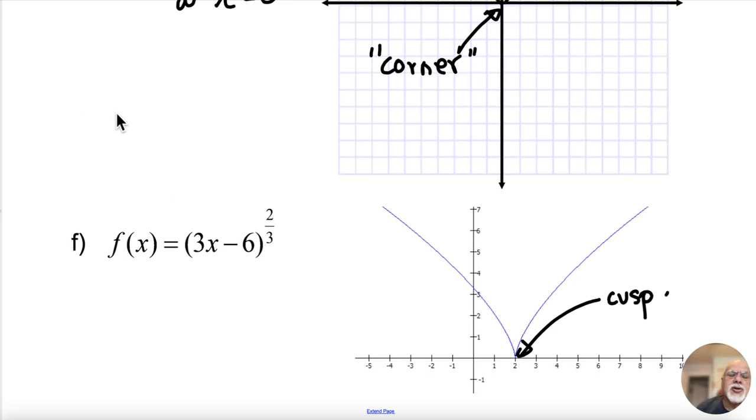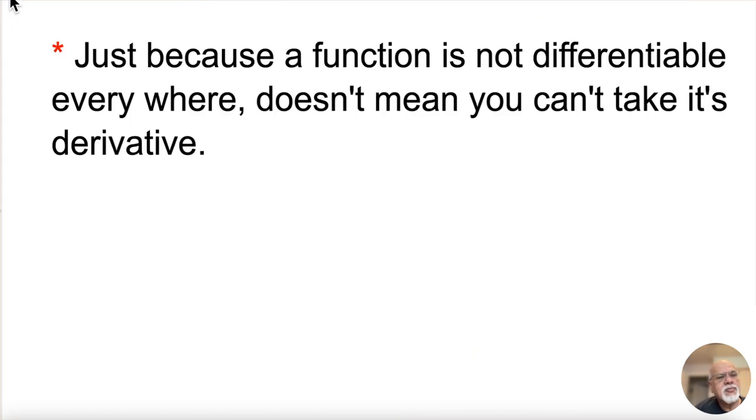Now, that kind of concludes this introduction to taking derivatives. Just as a sort of point of interest. Oh, before I forget, it says just because a function is not differentiable everywhere, doesn't mean you can't take its derivative. You might be able to still take the derivative, it just doesn't exist in certain places.